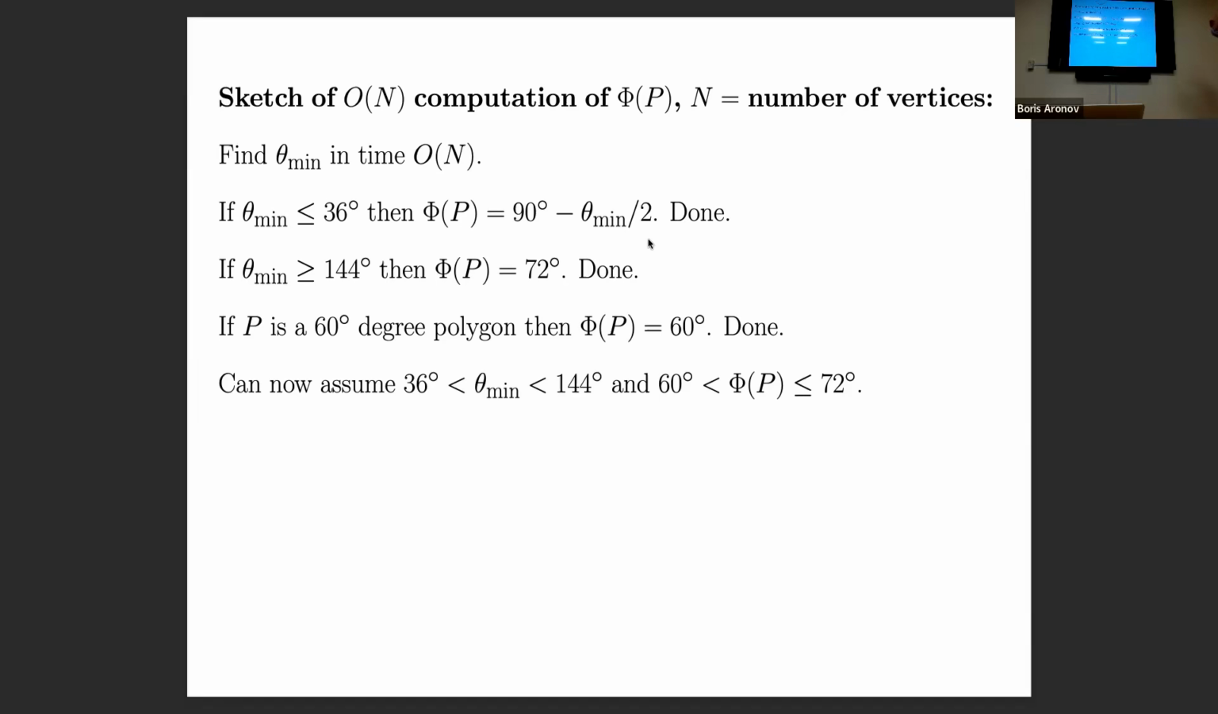So it's only when all the angles are not too big or not too small. So it's sort of like Goldilocks. When they're sort of in the middle, that's where the work is. That's where you have to work on it.